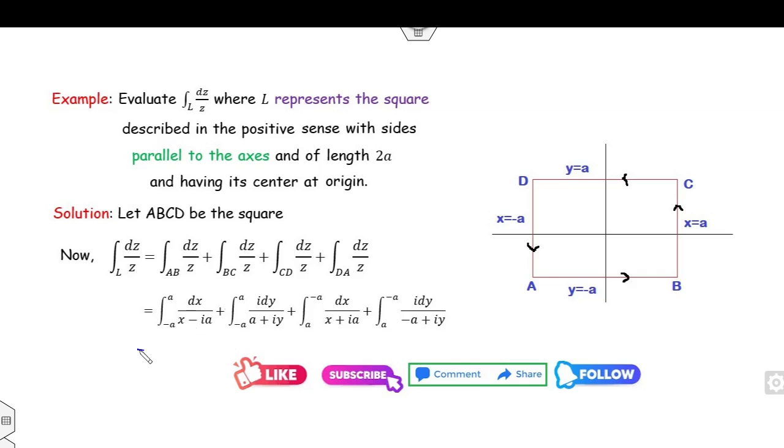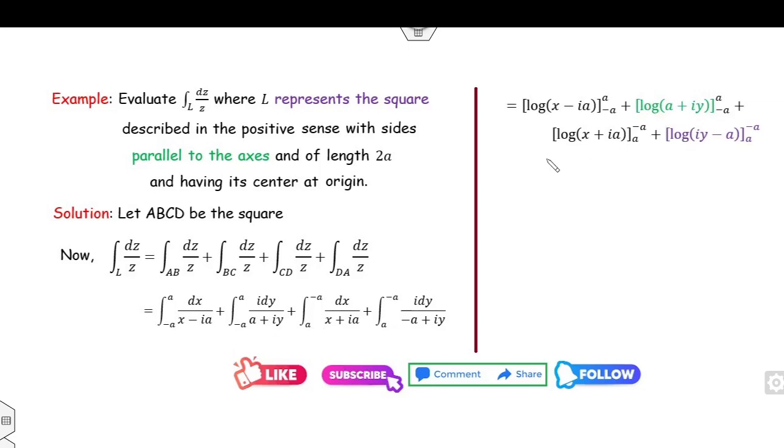Now how can you solve this? The integration of this is log of x minus iota a from minus a to plus a, plus iota, it's log of a plus iota y divided by iota from minus a to plus a. Similarly for the other case. In this case, iota and iota will be cancelled. Now you can substitute the limit. If I substitute the first upper limit, it's a minus iota a. I can take a as common. Then it is 1 minus iota.